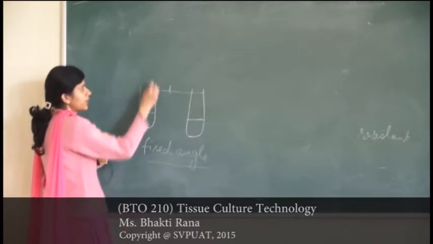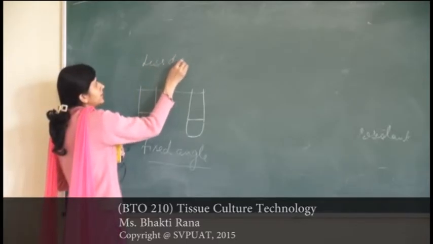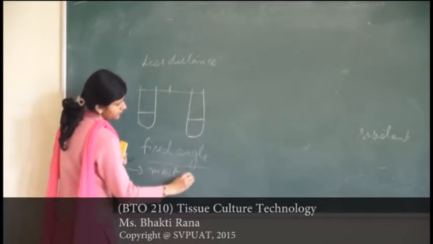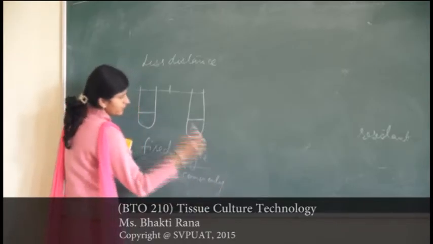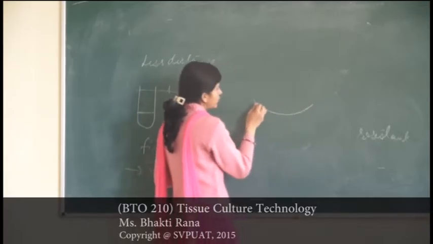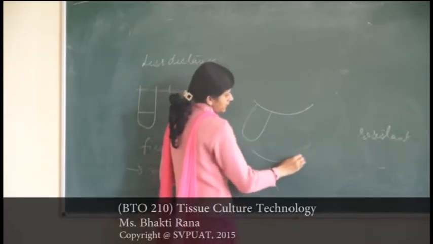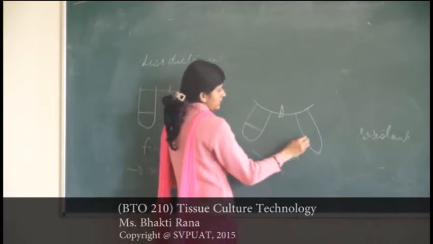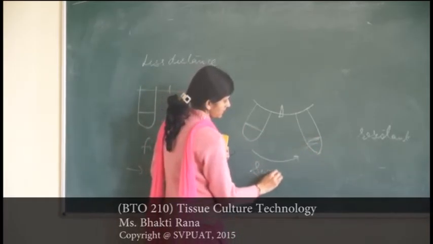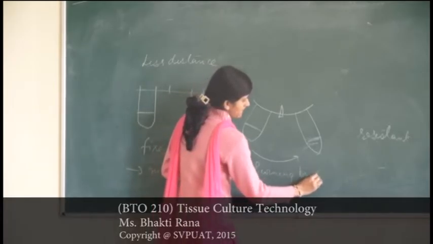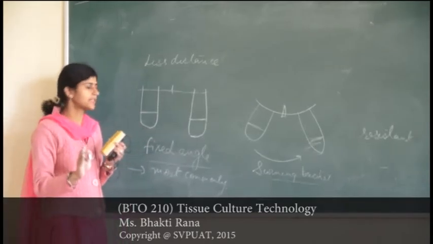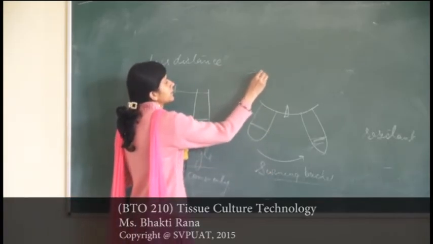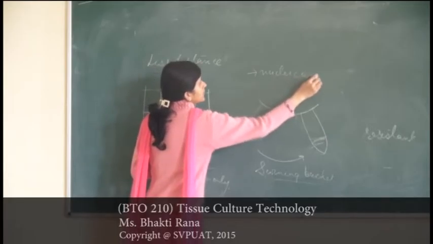In the fixed angle rotor, less distance is travelled and it is easy to separate, and this is most commonly used. Then you have the swinging bucket, which is going to swing like a bucket. The result of the swinging bucket rotor is very specific in comparison to fixed angle, but it is easy to use. So we use swinging bucket only in the case of nucleic acids.